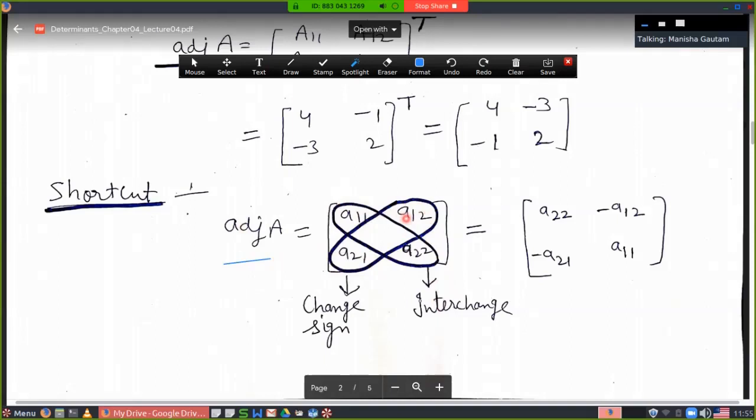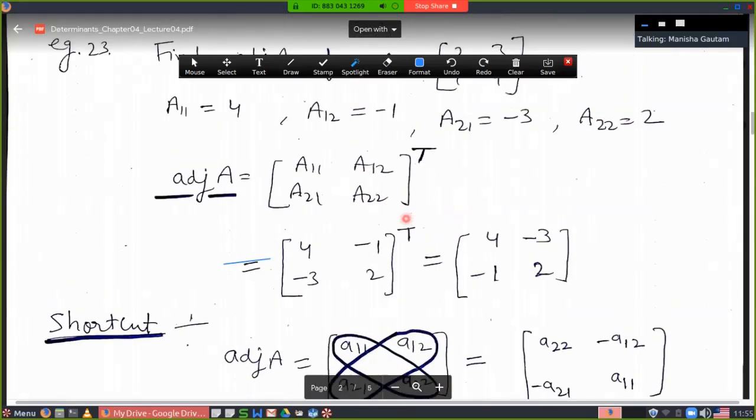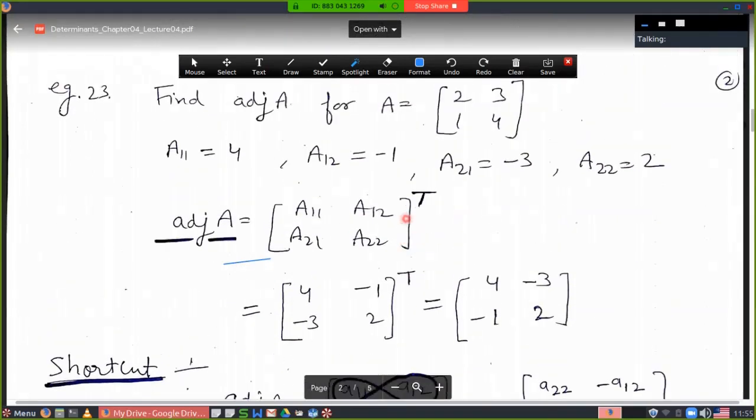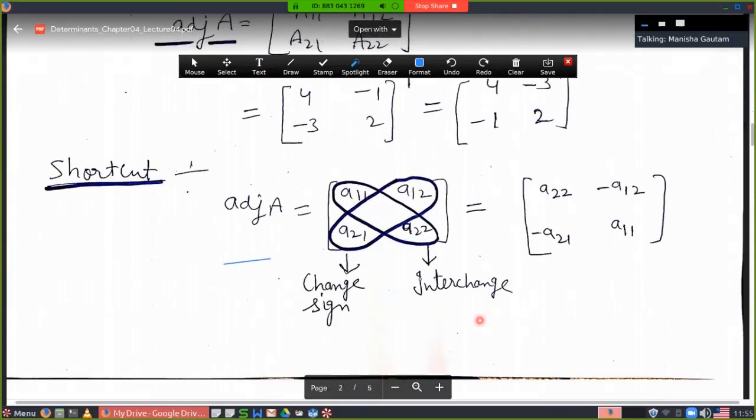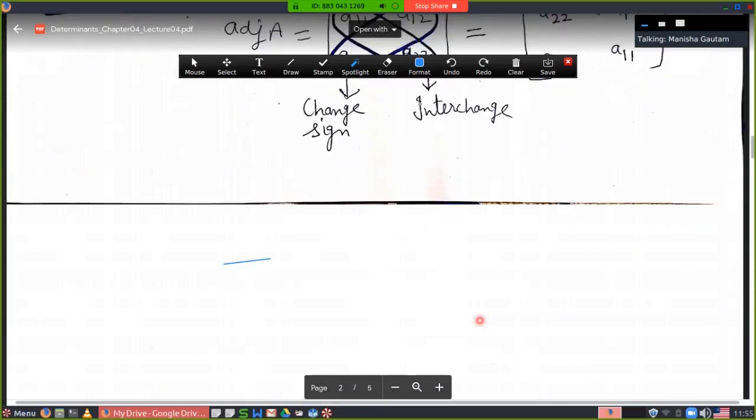Now look at the above example. Interchange 4 and 2 here. And now change the sign of the second pair, that is minus 3 and minus 1. You will get the shortcut way to get the adjoint of A. This is the way for the 2 by 2 matrix only. Now come to the next example.